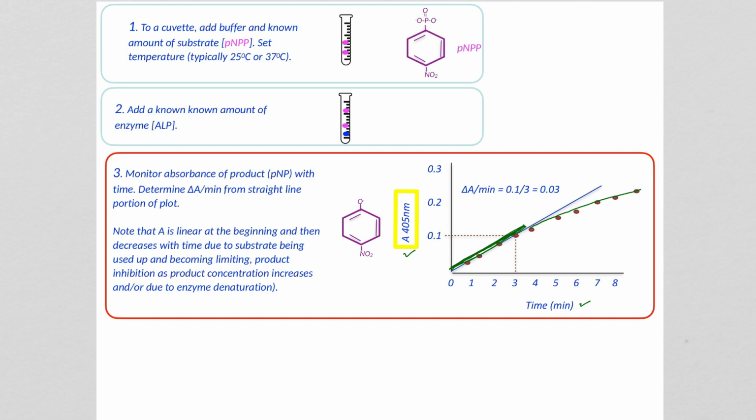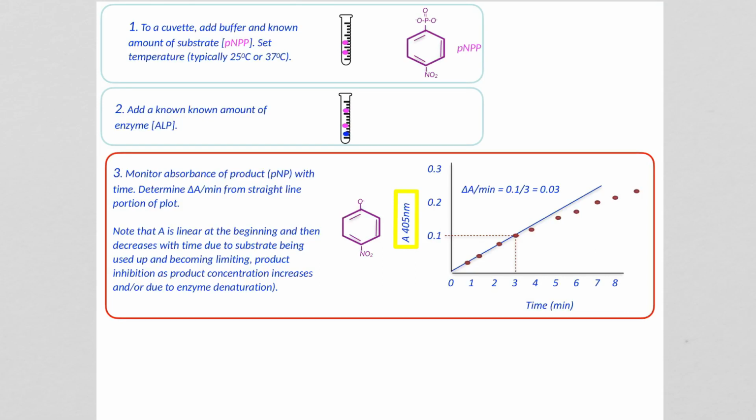This may be due to several reasons. One is that as the substrate is consumed in the reaction, it may become limiting. The second reason is as the product is formed, the product might inhibit the enzyme. And another reason could be enzyme denaturation.